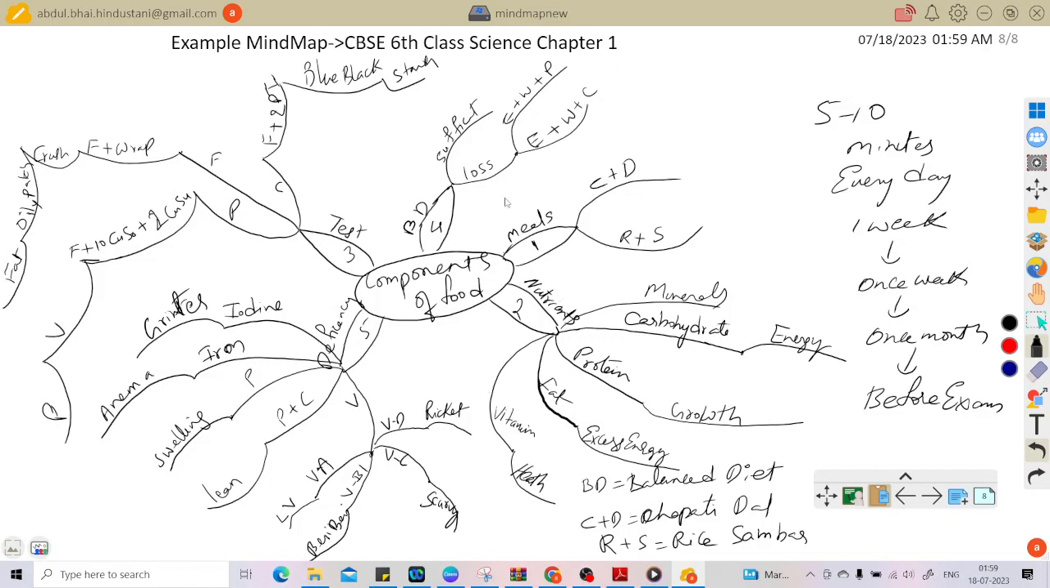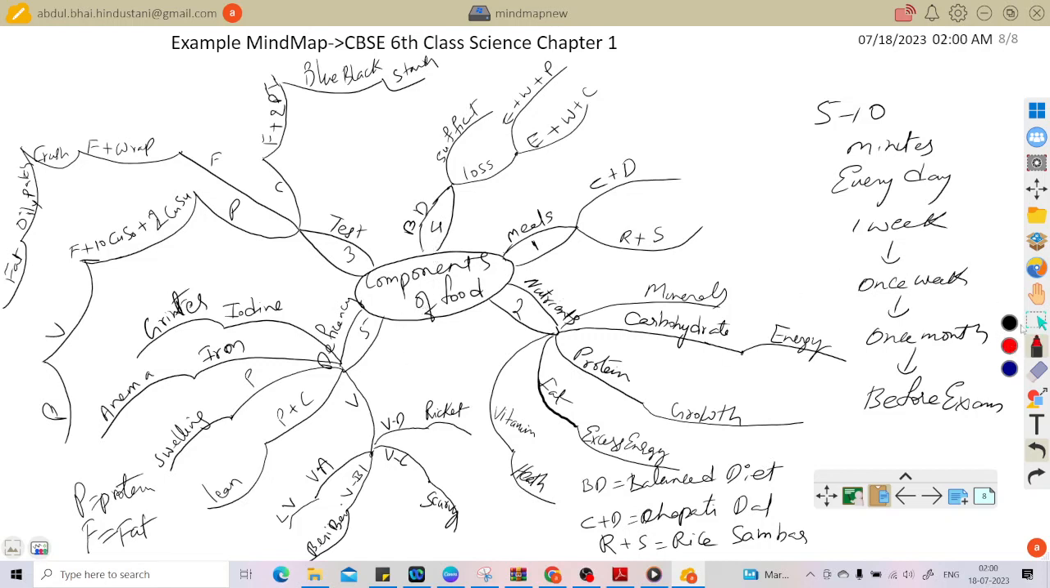So you're reading only the one paper, you're not reading the complete textbook, you're not reading the complete chapter. That is the advantage of the mind map. And one more thing, you have to make abbreviations. For example, I have used abbreviations like F stands for fat, so at the bottom you have to write the full form, P for protein, right? So this is how you're going to convert your chapter into a mind map.